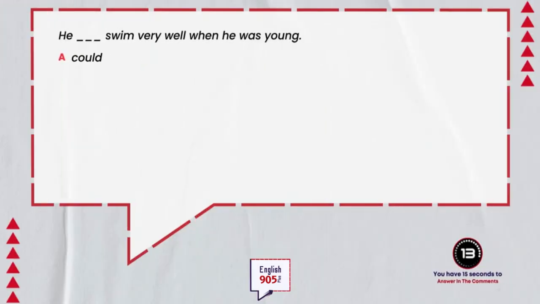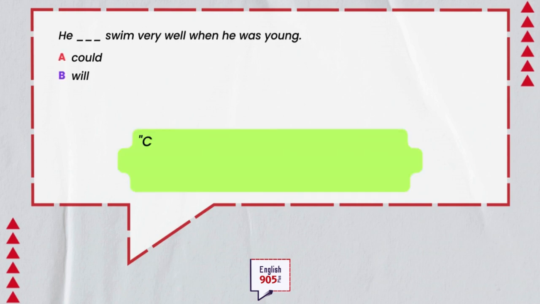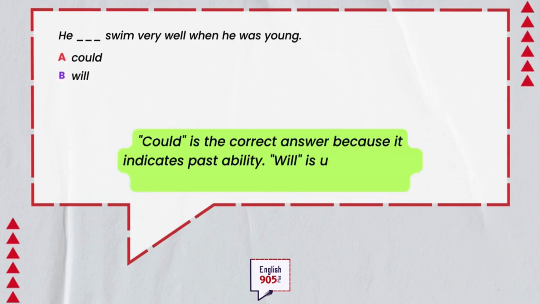A. He could swim very well when he was young. B. He will swim very well when he was young. Which one is correct? Answer in the comments below. Could is the correct answer because it indicates past ability. Will is used for future intentions or promises, not past abilities.